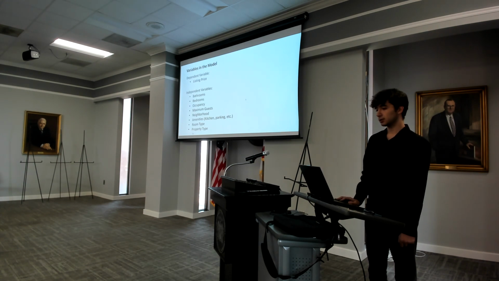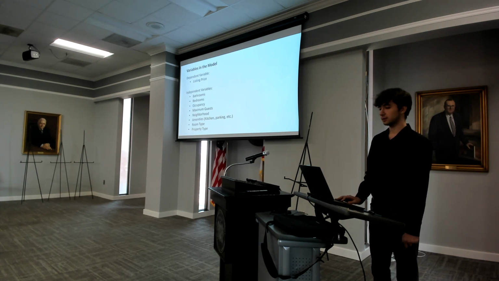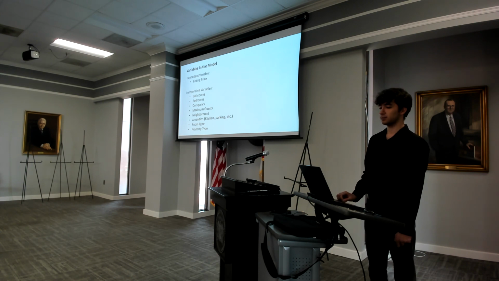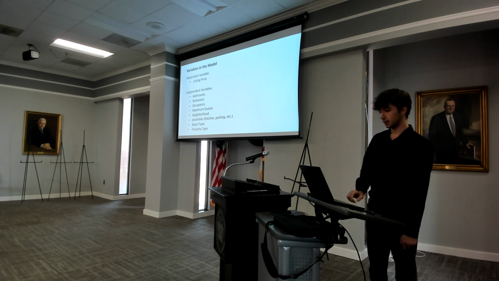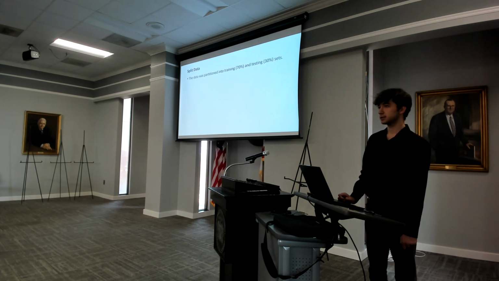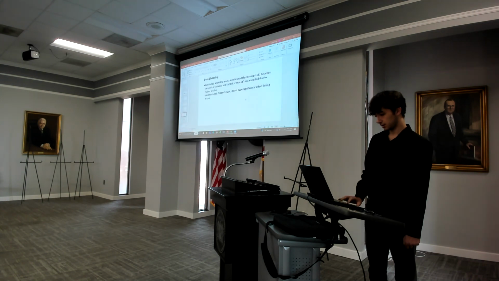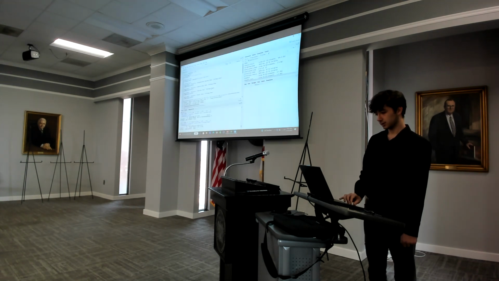The variables in the model: the dependent variable was the listing price, of course, and the independent variables we kept for the model were bathrooms, bedrooms, occupancy, maximum guests, neighborhood, amenities, room type, and property type. The second step was splitting the data. The data was partitioned into training 70% and testing 30% sets. And then I will run that code as well here. Here I'm going to run the first model and we will look at the summary.